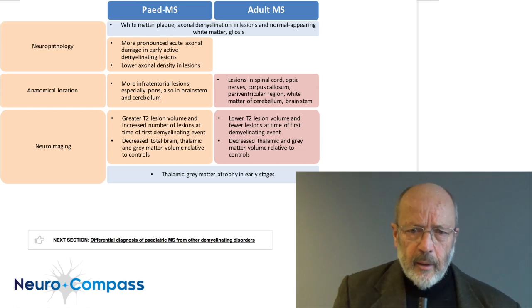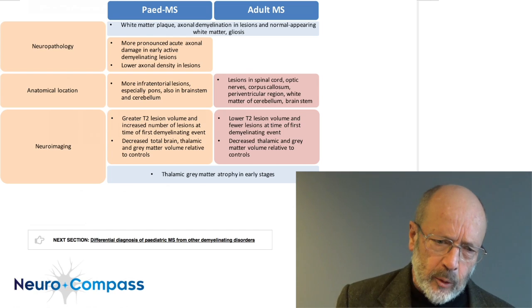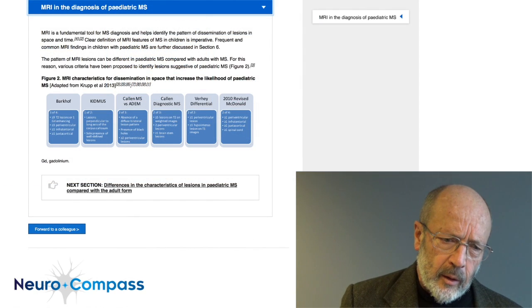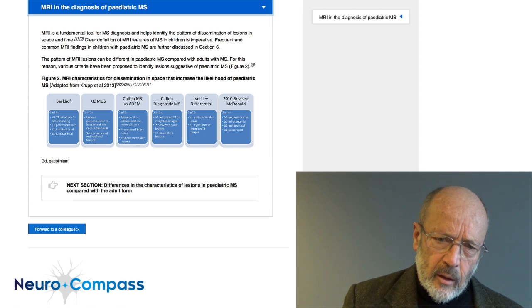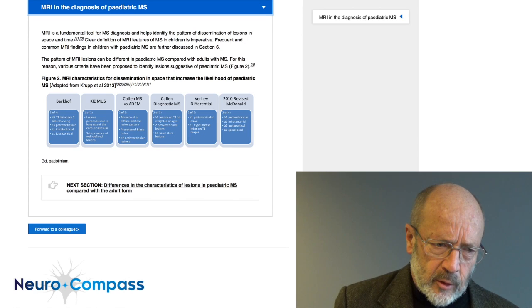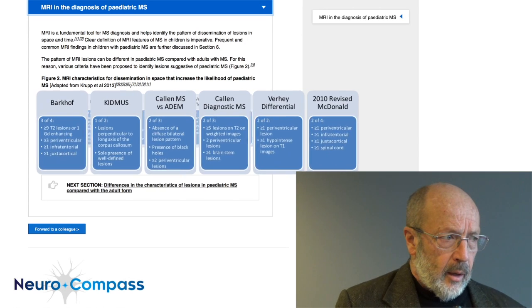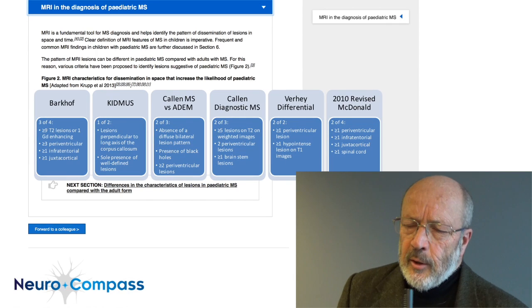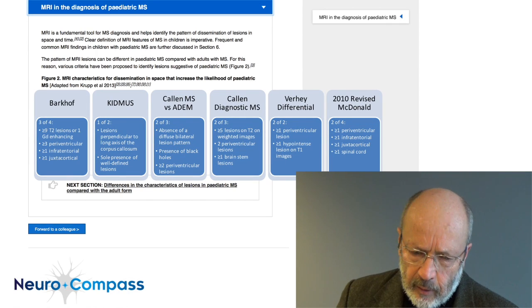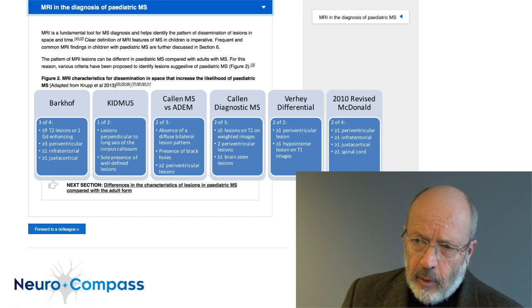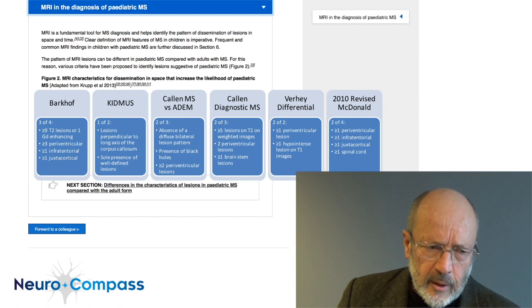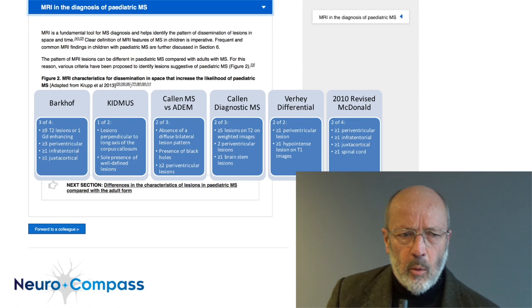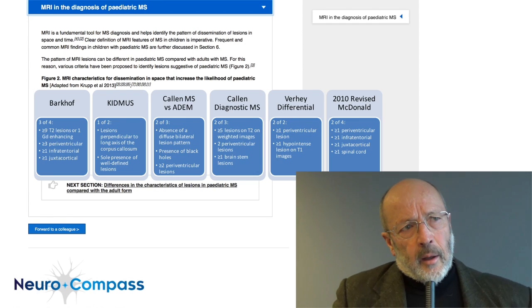So there has been an interest to try to find new criteria for this age in order to predict the evolution of multiple sclerosis for patients with an acute onset, with a so-called acquired demyelinating disorder. The French group has proposed the so-called KIDMUS criteria. The Canadian group has proposed the so-called Callen criteria.